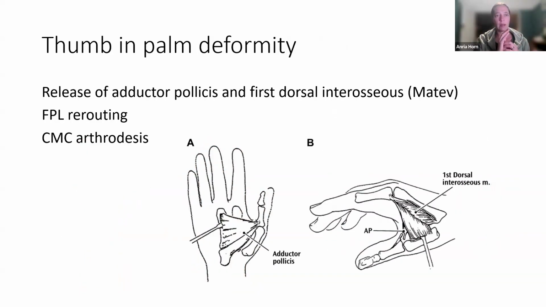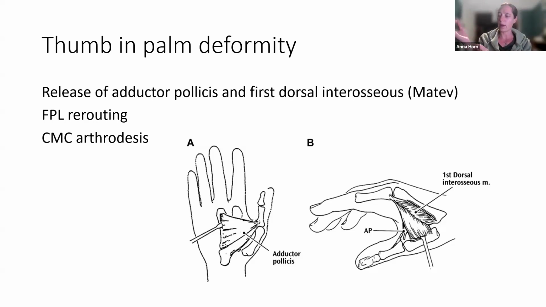Thumb and palm is a very tricky one, but the traditional procedures would be a release of your adductor pollicis, flexor pollicis brevis, of the third metacarpal and the first dorsal interosseous, and that's a Matev release. And then in conjunction, you should probably do something to augment your thumb abduction. So the one option is something that, again, I haven't had wonderful success with, which is an EPL rerouting. So you take extensor pollicis longus, reroute it round again through the metacarpophalangeal joint so that every time EPL pulls, you get abduction of the palm.